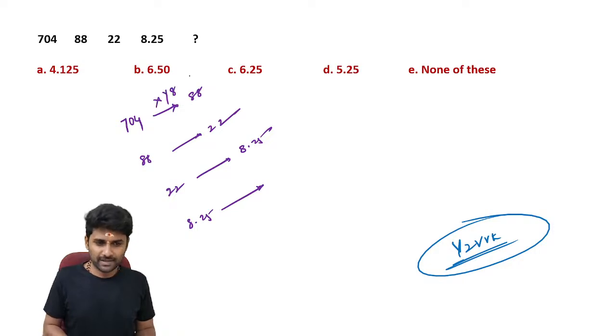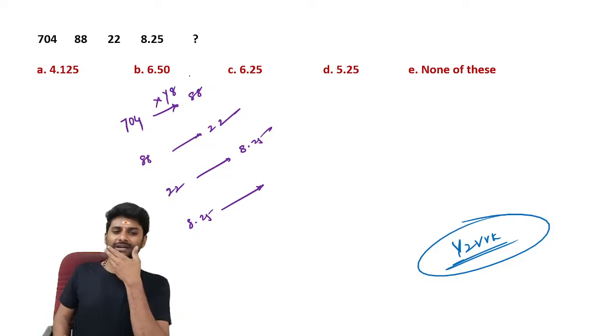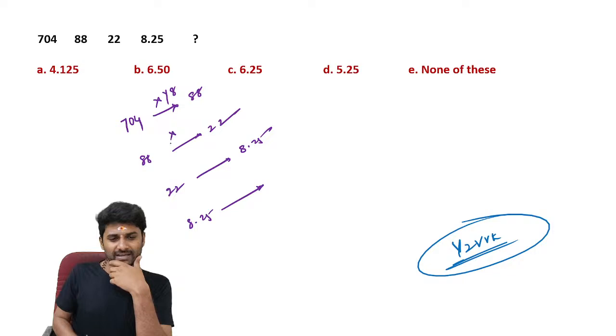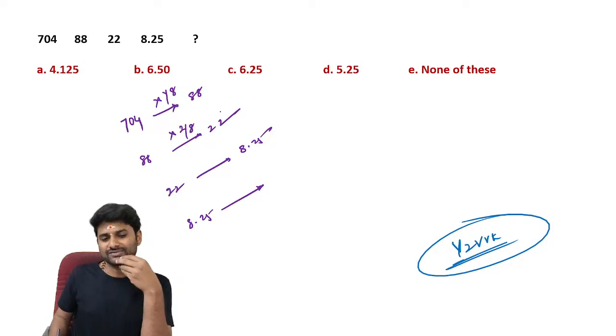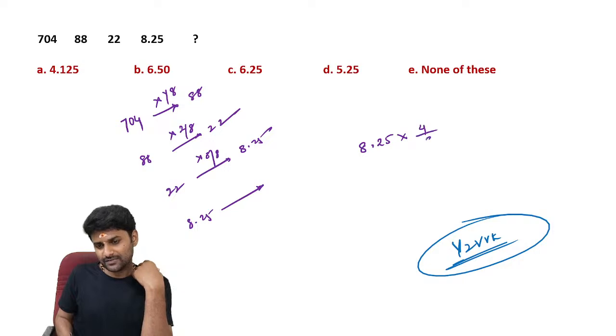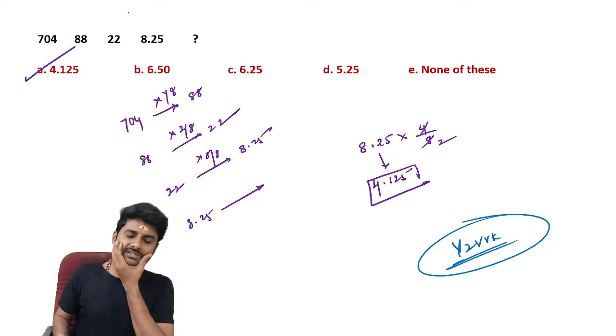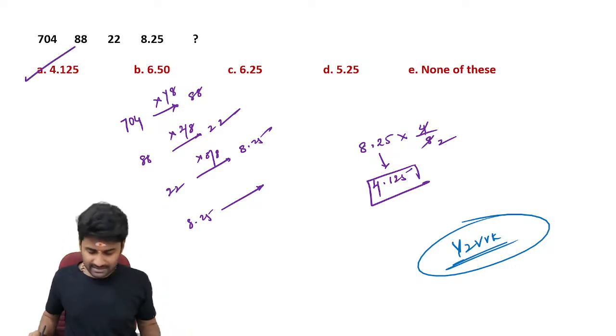Definitely, if 704 is multiplied with 1 by 8, then it becomes 88. If 88 is multiplied with 2 by 8, because 1/4 of 88 is 22. Let's consider this is 3 by 8. If 22 is divided by 8 and multiplied with 3, it becomes 8.25. Finally, 8.25 is multiplied with 4 by 8, which means half of this value, which is 4.125. The answer is 4.125. Is it clear?